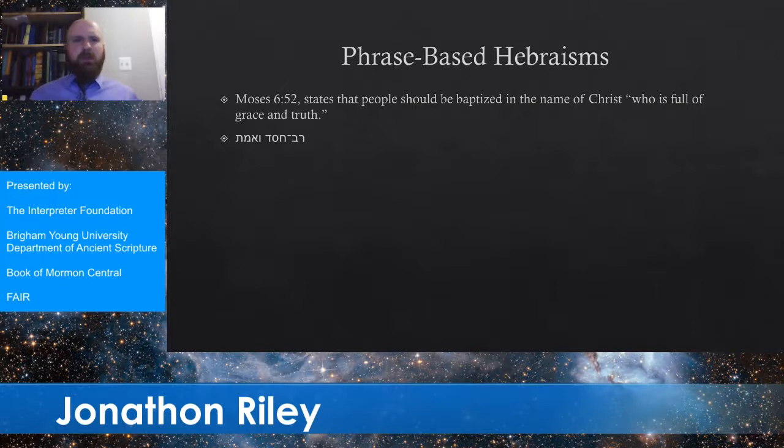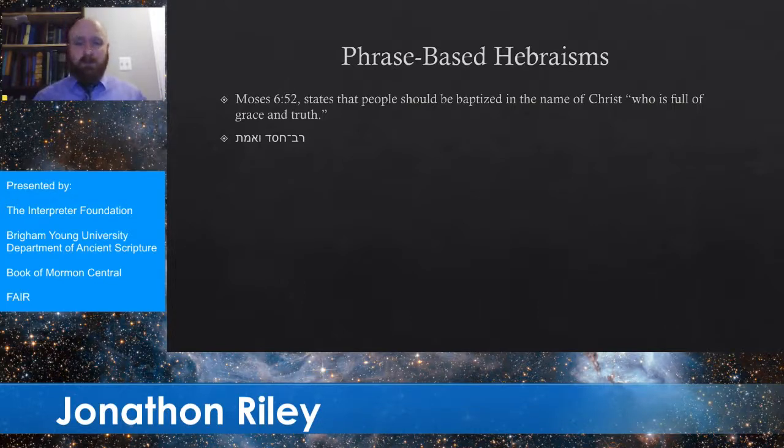One interesting example of this is found in Moses 6:52, which states that people should be baptized in the name of Christ, "who is full of grace and truth." This Johannine phrase appears 5 times in the Book of Moses, and one might initially just assume this is one occasion where Joseph Smith was expanding on the text of the Bible without the use of any kind of ancient source. However, Joseph Smith's use of the Old Testament is more complicated than this in the Book of Moses, as well as his use of the New Testament.